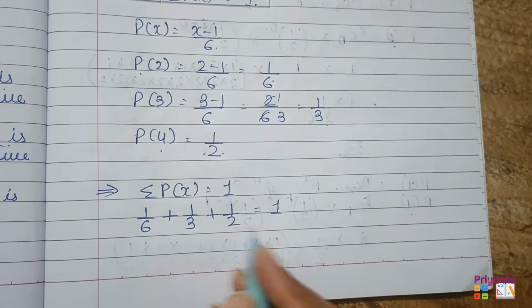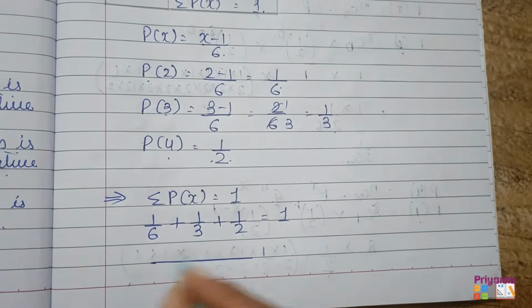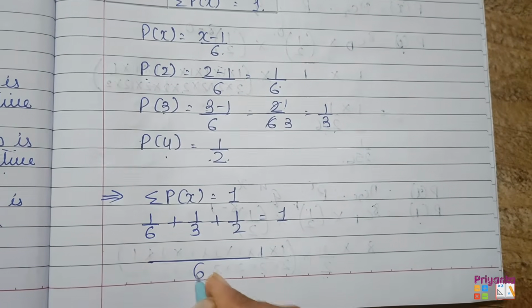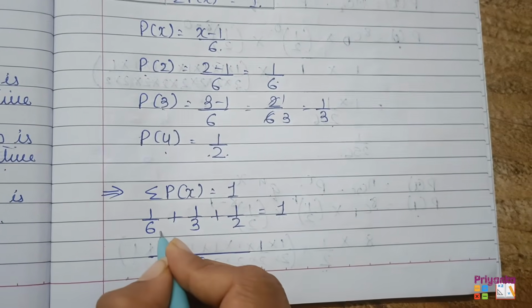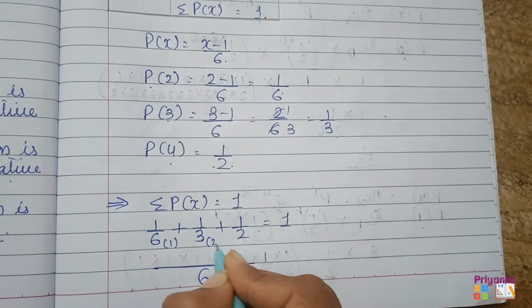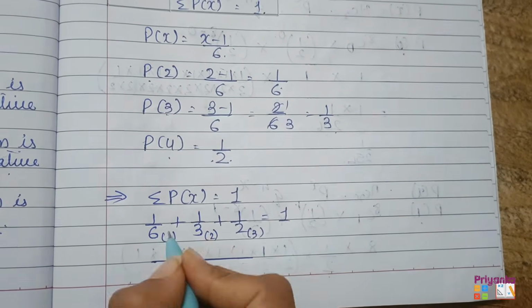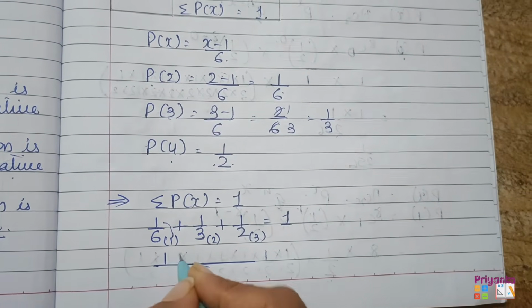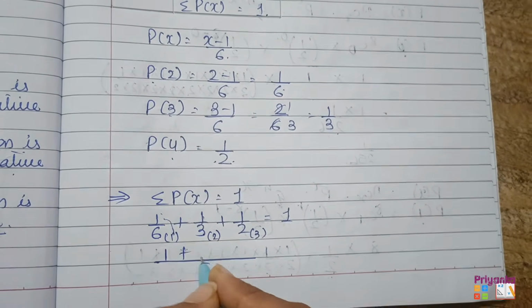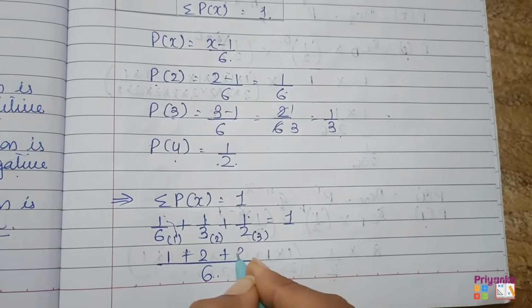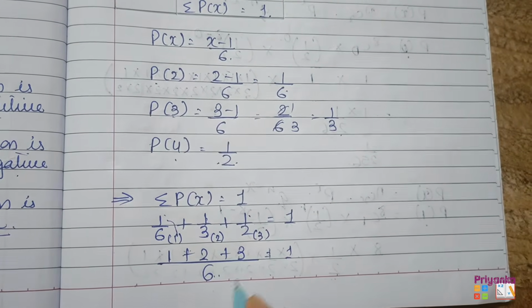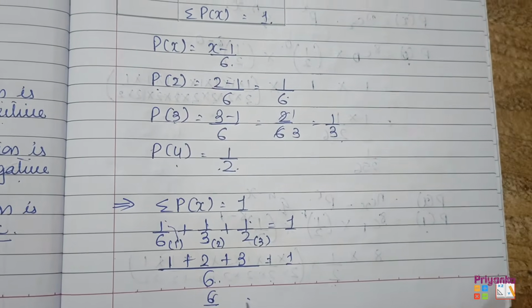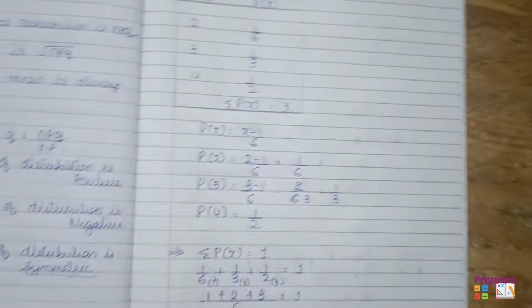Now here we can take the LCM, where we can see 6 is the number which goes in each and every table. 6 ones are 6, 3 twos are 6 and 2 threes are 6. Then it gets multiplied with the numerator: 1 ones are 1, 2 ones are 2, 3 ones are 3, equals 1. So here we can see 1 plus 2 plus 3 is 6 upon 6. So here the equation is correct.